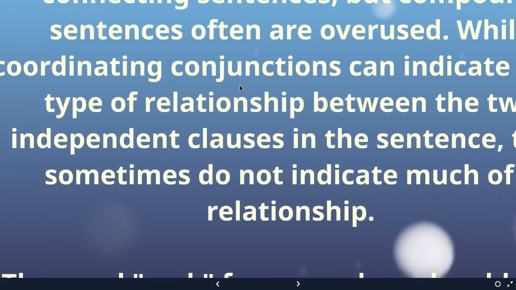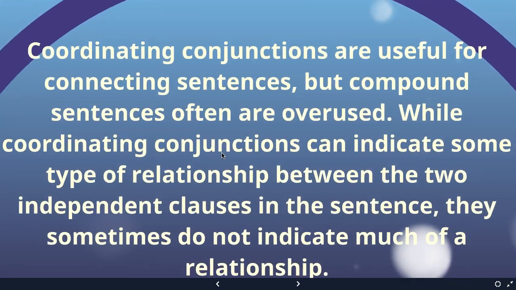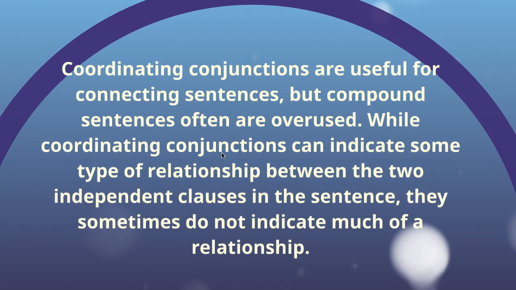So coordinating conjunctions are useful when you're trying to connect sentences, but a lot of times, compound sentences are going to get overused. Coordinating conjunctions can indicate some type of relationship between 2 independent clauses in sentences, but they don't always indicate how much of a relationship is there. The sentences that really take care of that for us are complex sentences, and those are the ones that I really try to drive home as something for you to use.